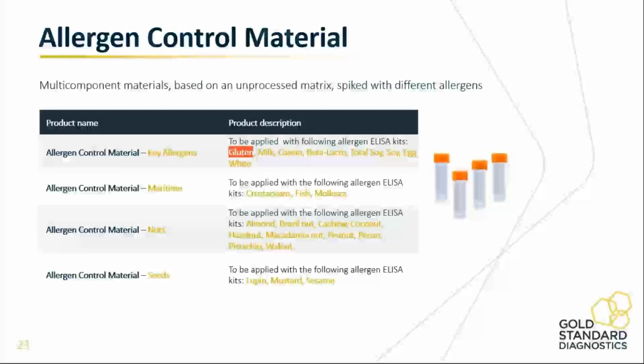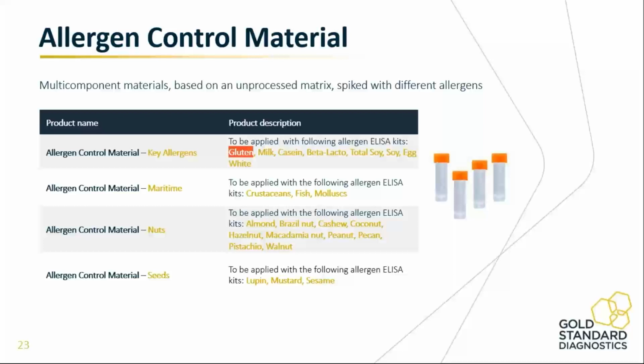We also offer the allergen control material. In this case, we are not talking about a liquid. It's a matrix already spiked with different concentrations of different allergens. In fact, as you can see here, we have 4 different control materials, each one of them containing a few allergens. Gluten is included in the first one, which we have called key allergen control material, because it includes the main allergens that are analyzed, the high runners in the labs, right? Or in the industry: gluten, milk, soy, and egg.